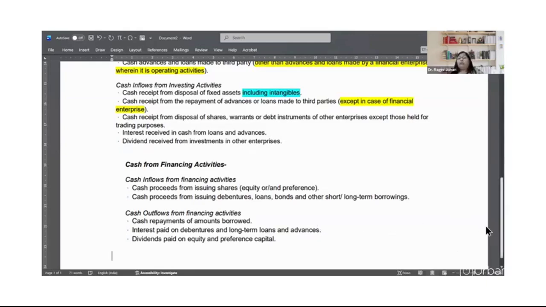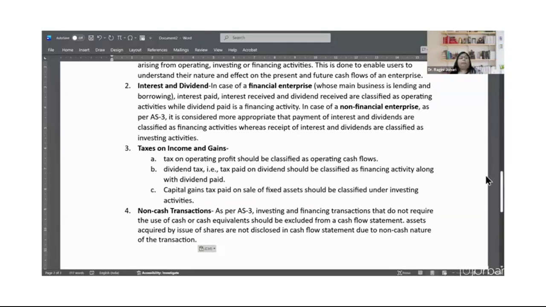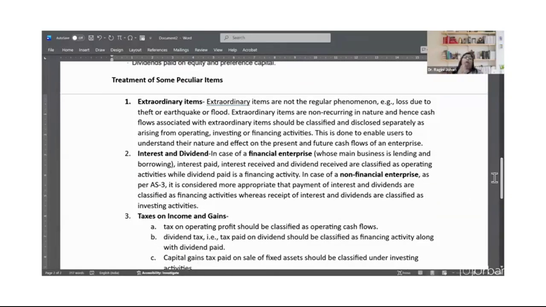Okay. Now, these were the main sources of inflows and outflows through these core or main activities of business. Apart from this, there are certain peculiar items to be dealt with when we are making a cash flow statement. So now let me apprise you of those peculiar items. Now we will be talking about some peculiar items and how they should be treated.